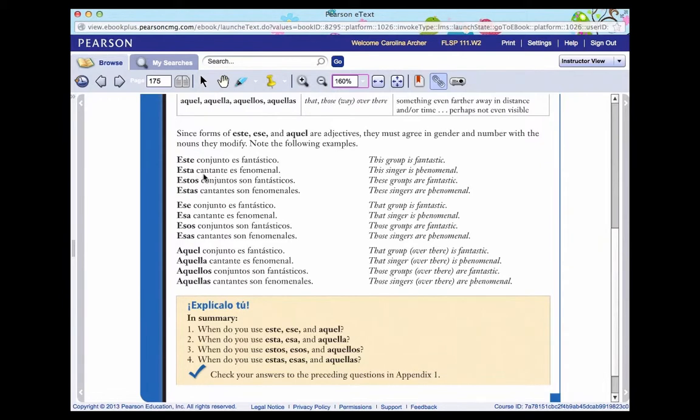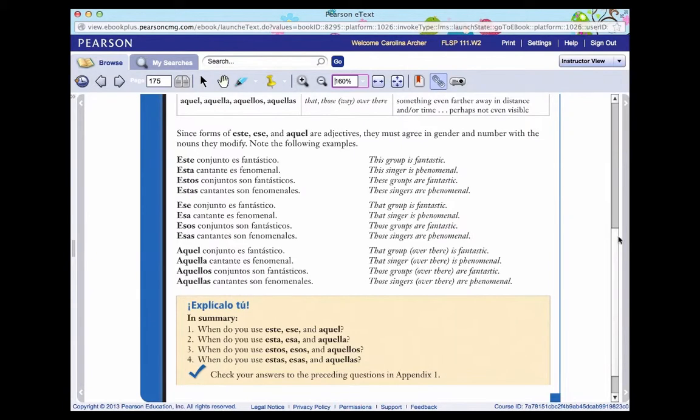Esta cantante, this singer, cantante can go for either masculine or feminine, but in this case we know that it's a girl because we use esta. Esta cantante es fenomenal. Or we could say esta muchacha or esta mujer, okay? Estos conjuntos son fantásticos. Estas cantantes son fenomenales. Cantantes would be here female singers because we're using estas.